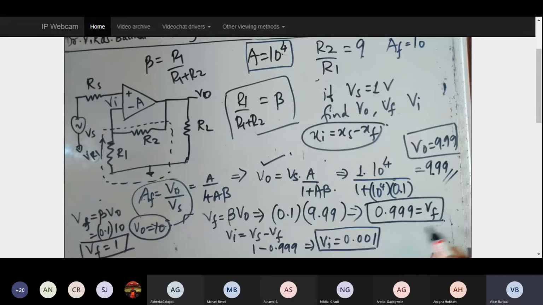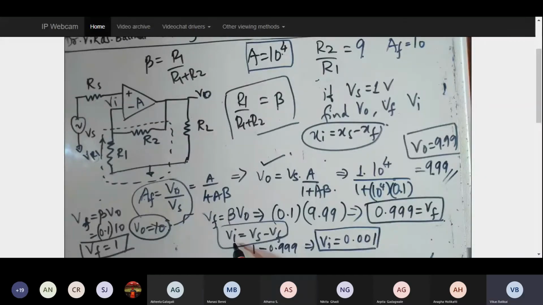Again you may say there is no difference, sir, 0.999 and 1 is absolutely fine. But where does the difference come, look at this. Vi is equal to Vs minus Vf. What is Vi? Vs is 1 volt. What did Vf come as? That is 1 volt. And what is your Vi? 0.